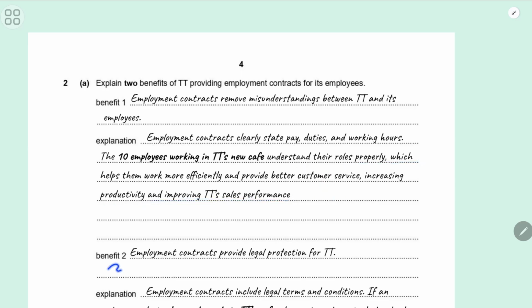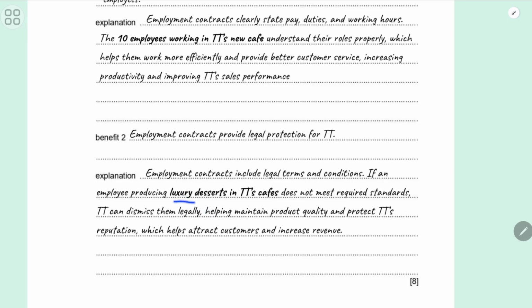Benefit 2. Employment contracts provide legal protection for TT. Employment contracts include legal terms and conditions, so if an employee producing luxury desserts in TT's cafes does not meet the required standards, TT can dismiss them legally, helping maintain product quality and protect TT's reputation, which helps attract customers and increase revenue. Now let's analyze why this model answer will get full marks.